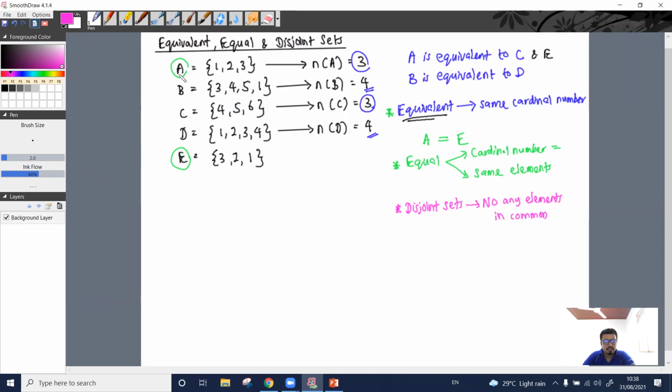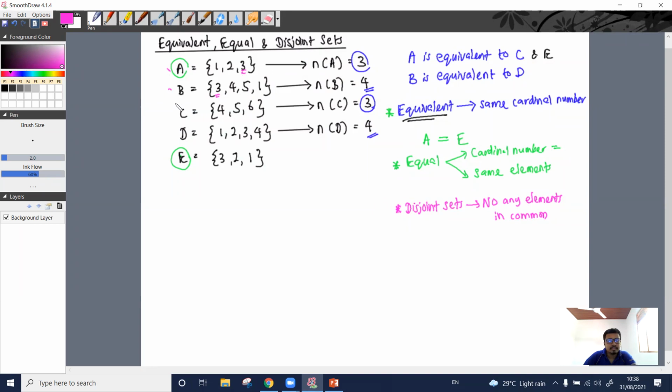Disjoint sets. Now tell me here, A and B, are they disjoint sets or not? No. Why? To become disjoint sets, there should be no elements in common. But here, if we consider set A and B, we can see element 3 in both places. There is an element in common. Therefore, these are not disjoint sets.